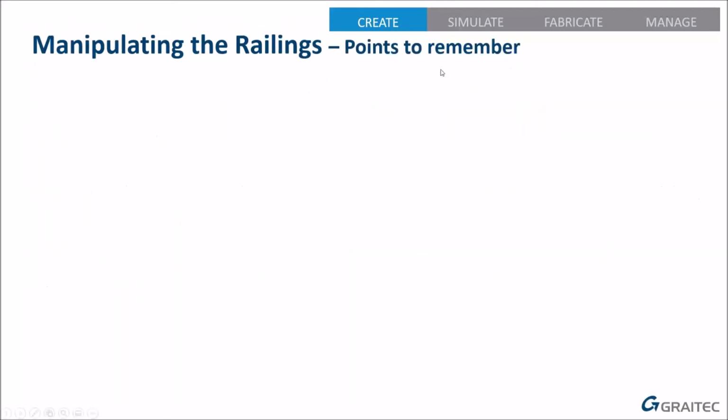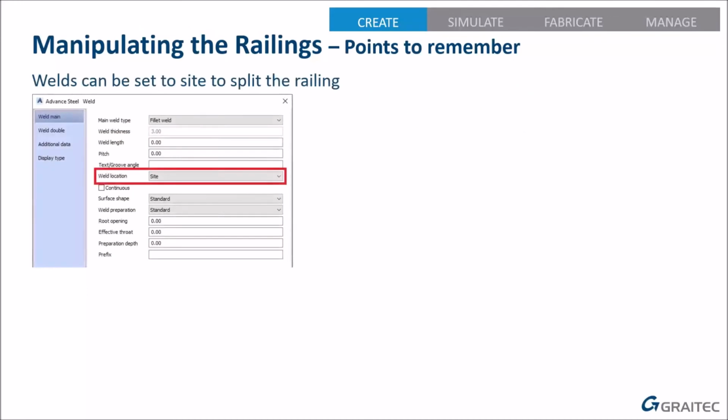Okay then, so let's review what we did in that. Some points to remember. So you can go straight to the weld, double click on the weld within the railing macro, and you can change the location from shop to site. And that will help you separate different portions of the railing from each other so that you can split it into separate lengths or separate panels.